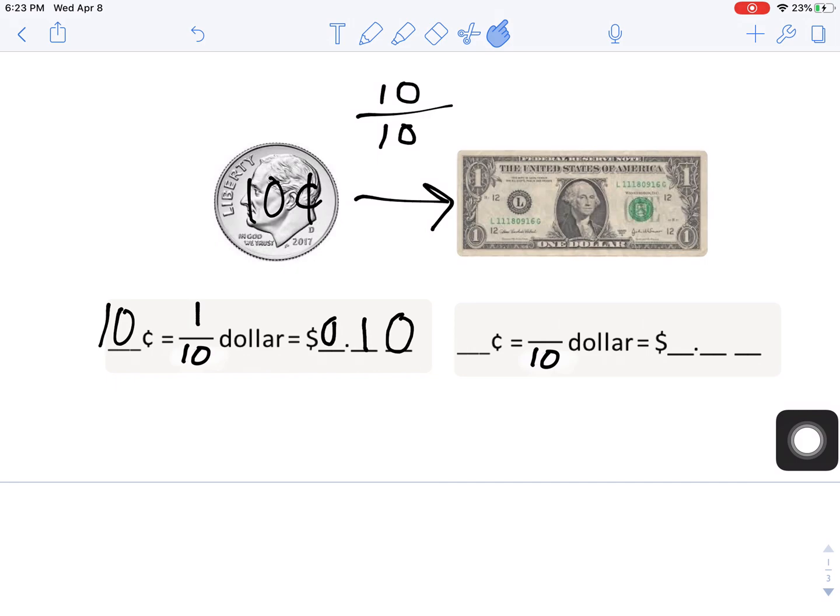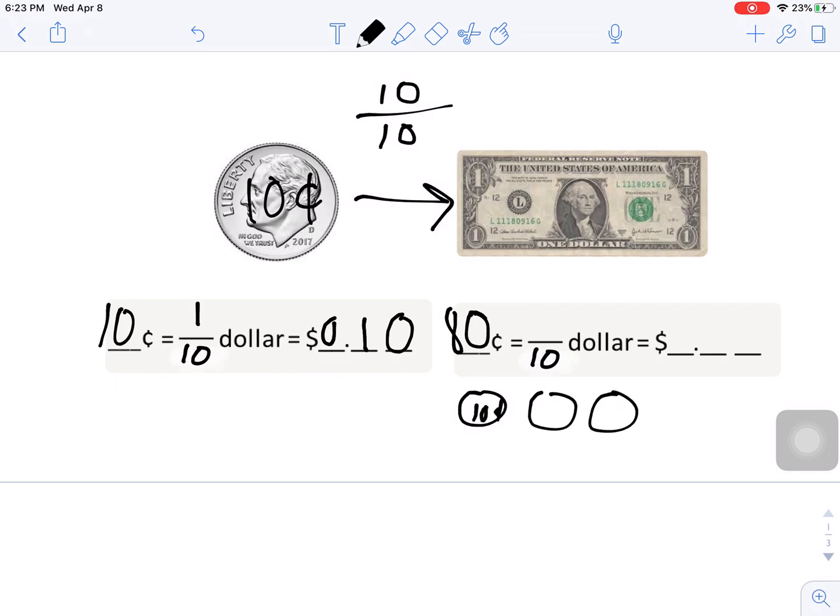Let's think about another value. Let's do 80 cents. If each dime is 10 cents, I would need 10, 20, 30, 40, 50, 60, 70, 80, which means if it takes 10 to make a dollar, I would have 8 dimes, or 8/10 of the dollar.